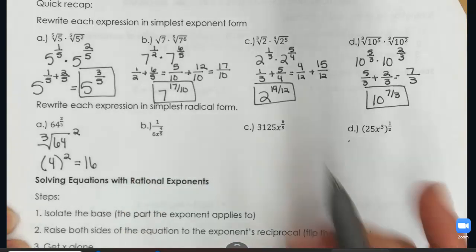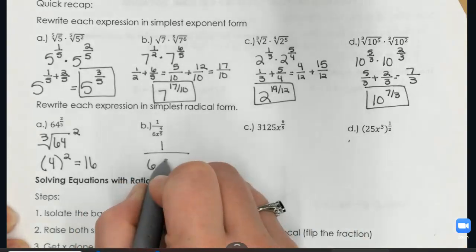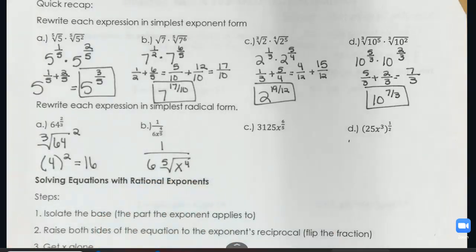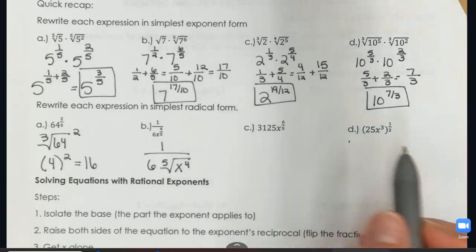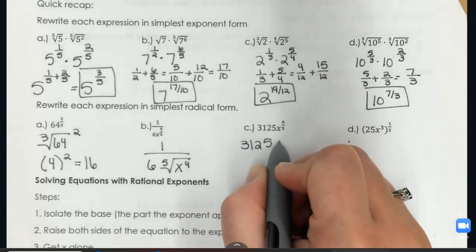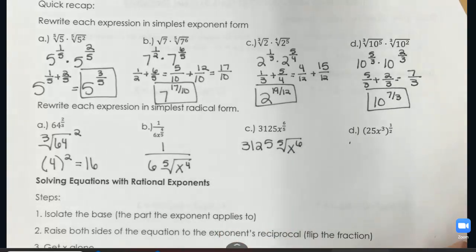All right, on the next one, I have 1 over 6x to the 4/5. The 4/5 is only applying to the x, so that's going to be 1 over 6 to the 5th root of x to the 4th. And I don't know what x is, so I can't simplify it any further. On the next one, this 6/5 power, again, is only applying to the x, so that 3,125 will stay in the front, and then I will have the 5th root of x to the 6th power.